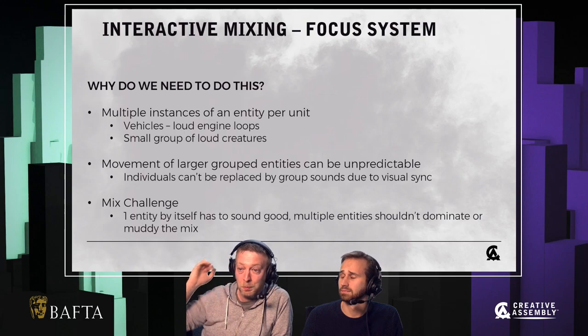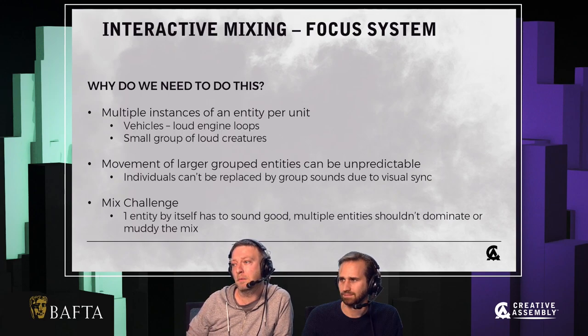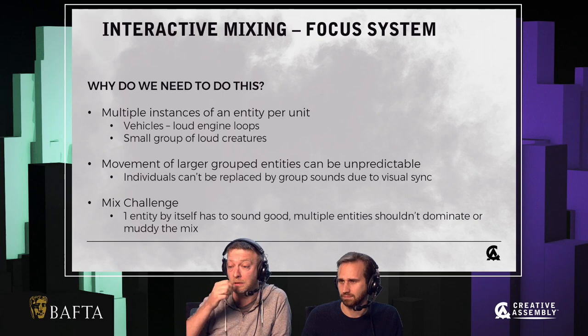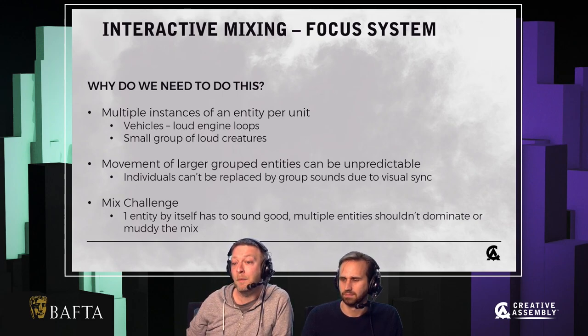We've got multiple instances of an entity per unit, so you can have three chariots in a unit, or typically three pieces of artillery in a unit. On Ultra it's four, so we need to scale with the gameplay considerations. And we can have things like vehicles that have got engine loops, and we can have groups of units of very loud creatures, maybe 15 to 24 of these things.